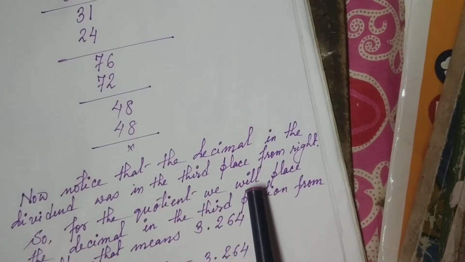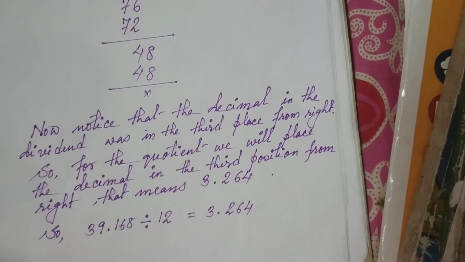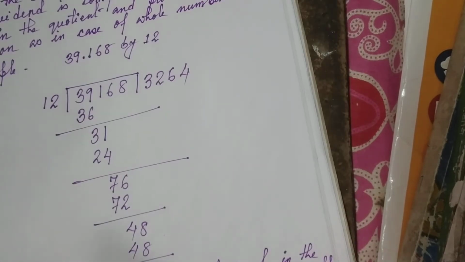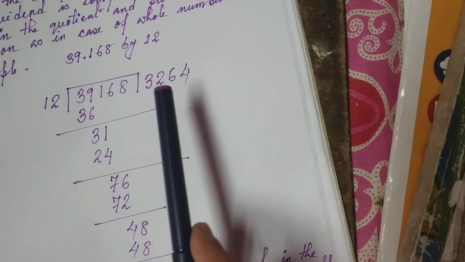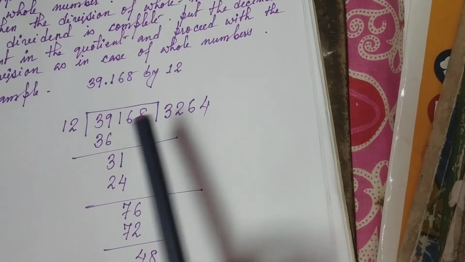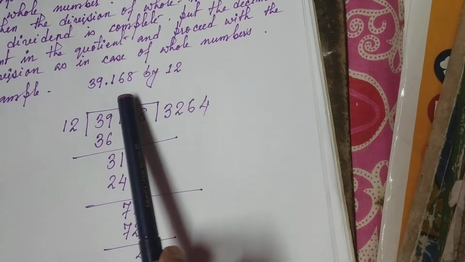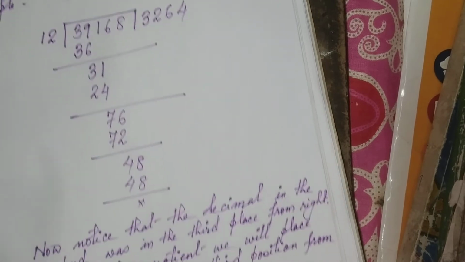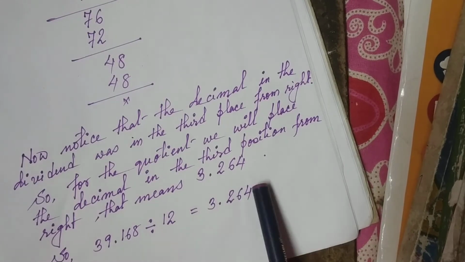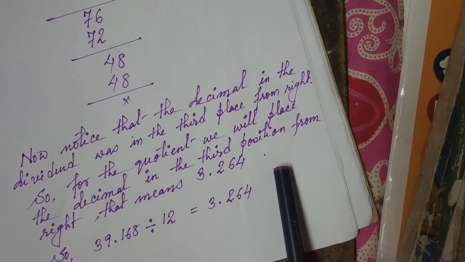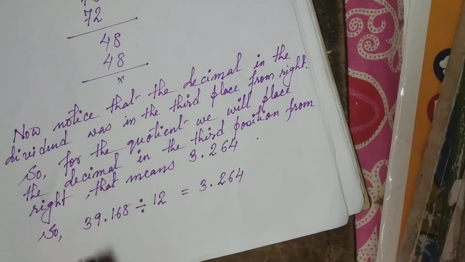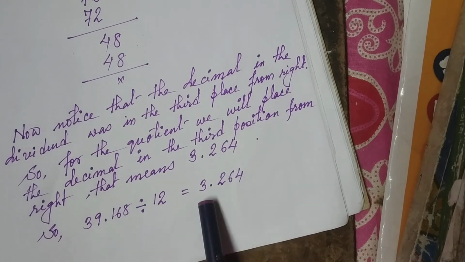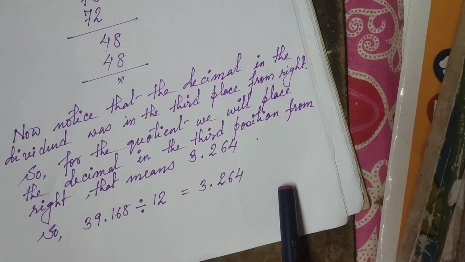So, for the quotient, we will place the decimal in the third position from the right. That means the quotient was 3,264. So, I will put the decimal in the same way as in the dividend. So, we will put the decimal in the third place from the right side. So, this quotient, 3,264, will convert into 3.264. So, the answer will be this. 39.168 divided by 12 will give the answer 3.264.